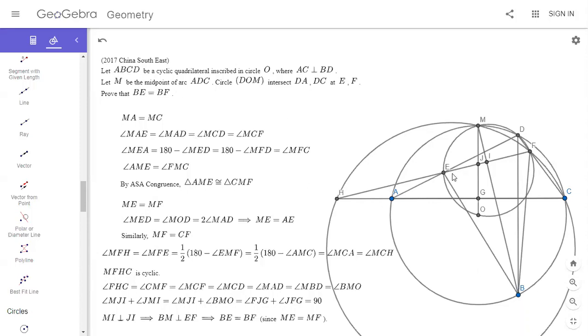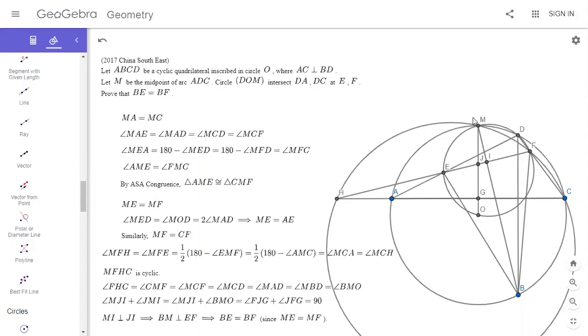I'll just go over it really quickly. ABCD is a cyclic quadrilateral where the diagonals are perpendicular, and O is the center, and M is the midpoint. Yeah, I got the question. Okay. First we showed that triangle AME is congruent to triangle CMF.